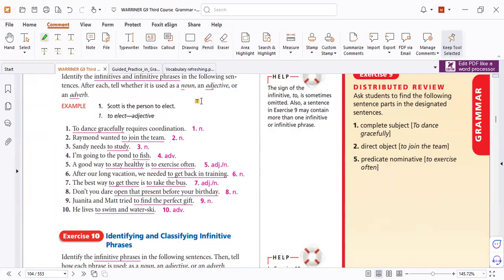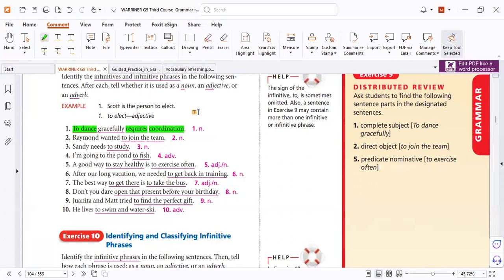Now let's check. Requires, verb. What requires coordination? To plus infinitive only. To dance. But how to dance? Gracefully. So gracefully is an adverb. To dance requires what? Coordination. So coordination is the object. So everything in this sentence is correct.